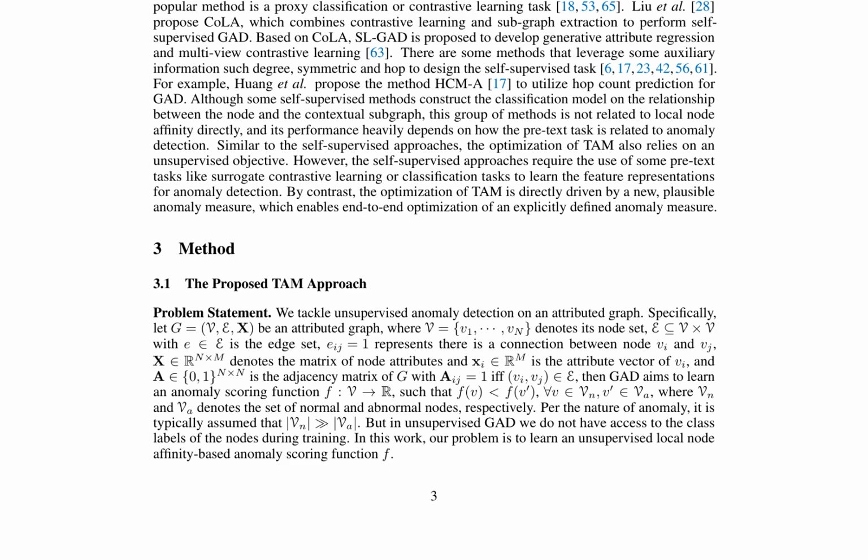The proposed method, TAM, tackles unsupervised anomaly detection on attributed graphs. The problem statement involves learning an anomaly scoring function that assigns a lower score to normal nodes and a higher score to abnormal nodes. The optimization of TAM relies on an unsupervised objective, directly driven by a new, plausible anomaly measure, which enables end-to-end optimization of an explicitly defined anomaly measure. This approach is fundamentally different from existing reconstruction-based and self-supervised methods.